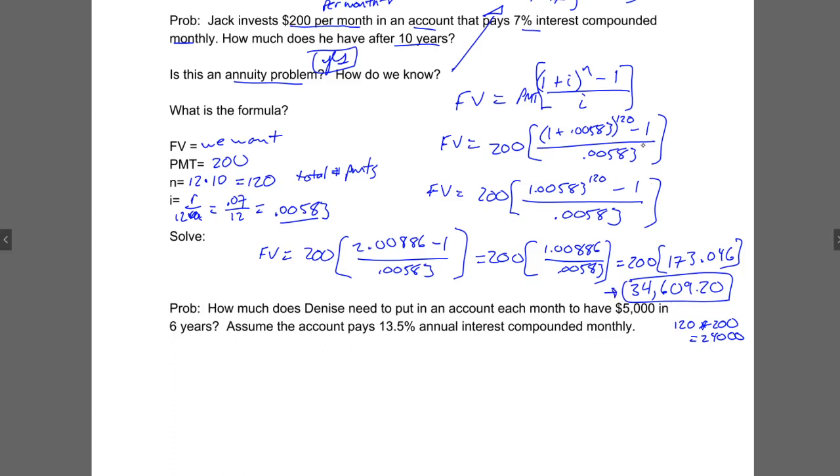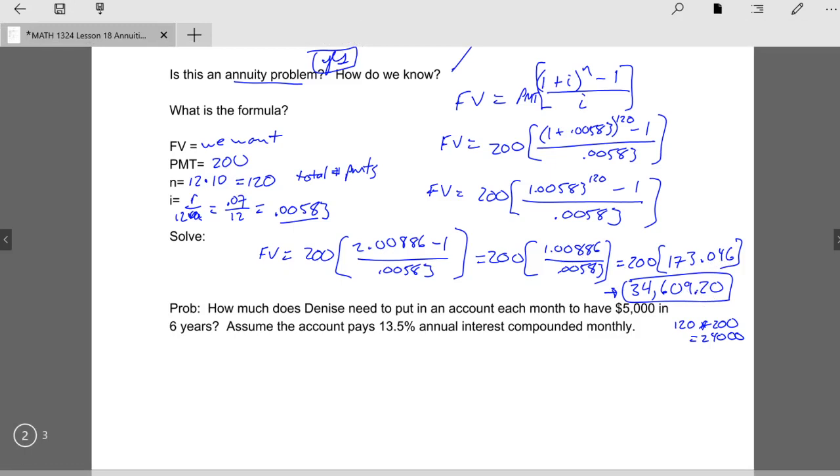Okay, so the answer is 34,609.20, and again, you may be off a little bit from this because I did have some rounding error here on the I. There's a little bit of rounding error here when I raised it to the power, and I rounded just to 5 decimal places. And then here when I divided, I rounded to 3 decimal places, and then I got down to 2 decimal places there. So yeah, 610, 609.